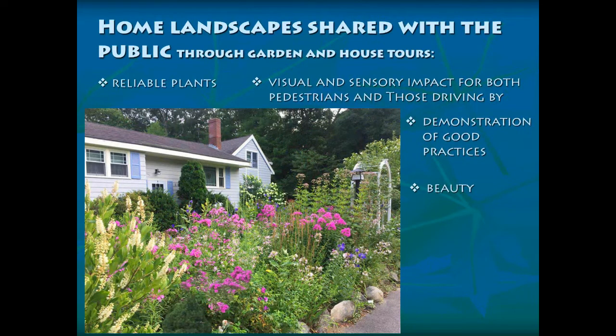And our home landscapes as garden club members are also often shared with the public. We do garden tours, we do house tours. People drive by and they know that we're a garden club member and they're looking at our gardens. So this is a perennial garden, mostly native plants along a sidewalk in front of a house. And for these kinds of gardens, the plants have to be reliable, have that impact. The gardens need to demonstrate good ecological practices, and they should be beautiful too.